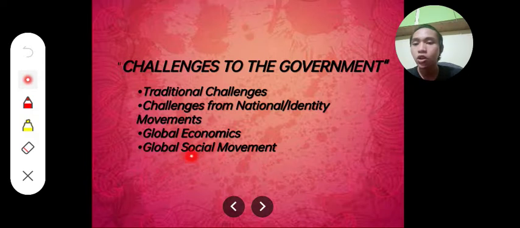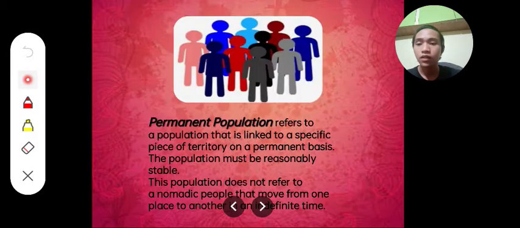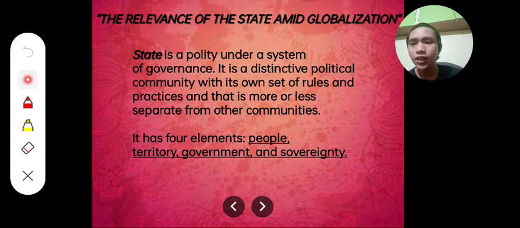The next challenge is the global social movement. This mainly involves socialization transferring into other places, and the relevance of the state amid globalization.